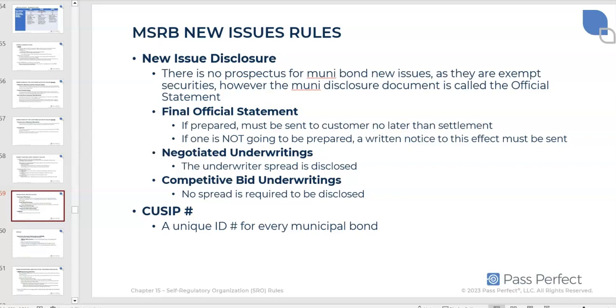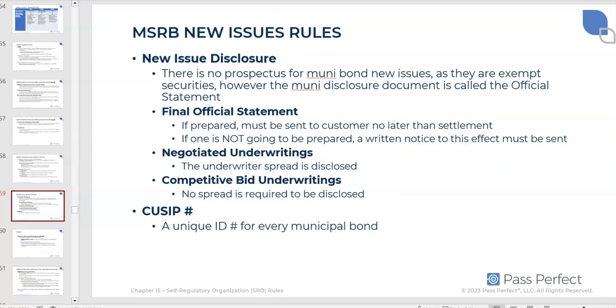Originally, of course, there is a preliminary official statement, which will be replaced eventually with a final official statement. Not a preliminary and final prospectus, a preliminary and final official statement. Now, if they're going to have an official statement, they do have to send it to a customer by the time of the settlement of the trade. And remember, settlement is 2 business days. If they don't have an official statement, then they have to tell the prospective customer that there is not an official statement.